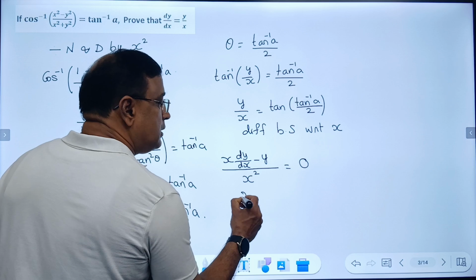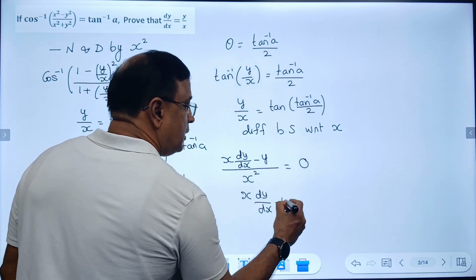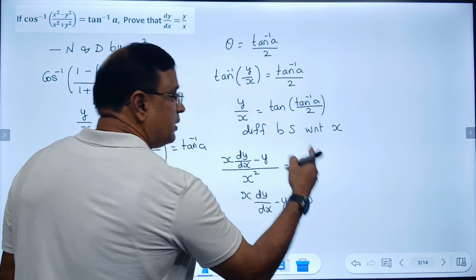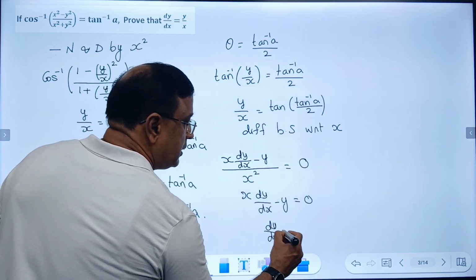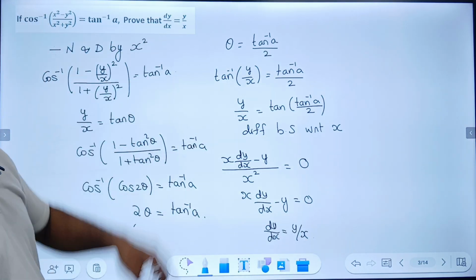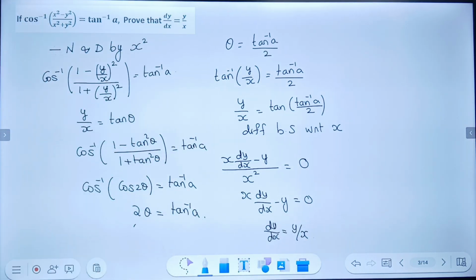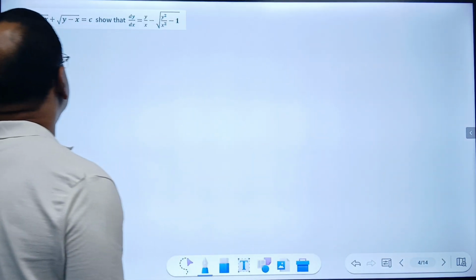Now you can see clearly this is x into dy by dx minus y equal to 0, cross multiply. So what is dy by dx? Dy by dx is y by x. That is exactly what I wanted to prove. I hope this is clear to you. Okay, let's go to the next question.